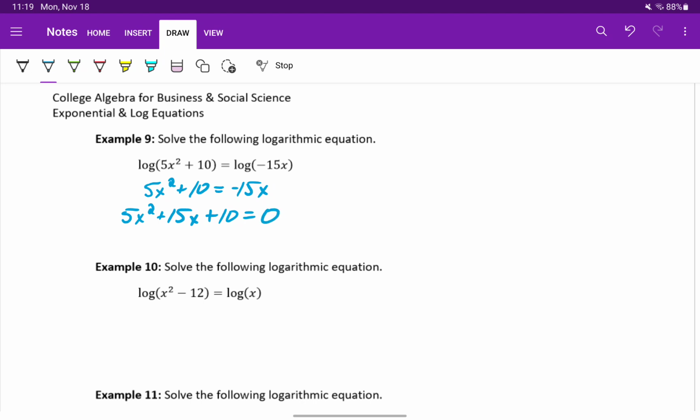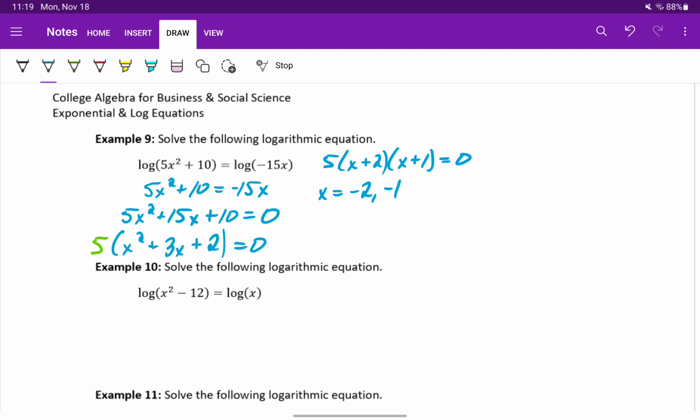In order to solve this equation, we need to factor as much as possible. The first thing we'll do is look at factoring out the greatest common factor, which is 5. That will leave us with x squared plus 3x plus 2 is equal to 0. Factoring that quadratic will give us 5 times x plus 2 times x plus 1 is equal to 0, leaving us with two solutions. x is equal to negative 2 and negative 1.